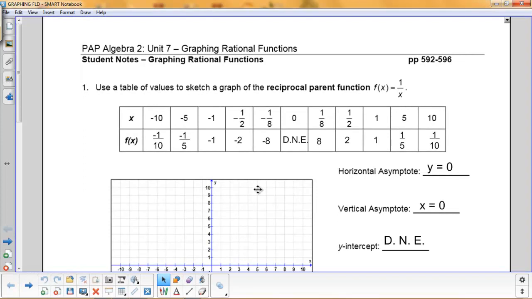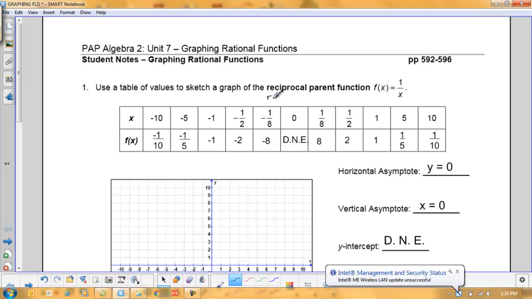Hello and welcome to graphing rational functions. We're going to begin by graphing the reciprocal parent function, and that reciprocal parent function is also known as the rational parent function. So if you do see the word reciprocal, just remember that we are dealing with rational when we are dealing with that.